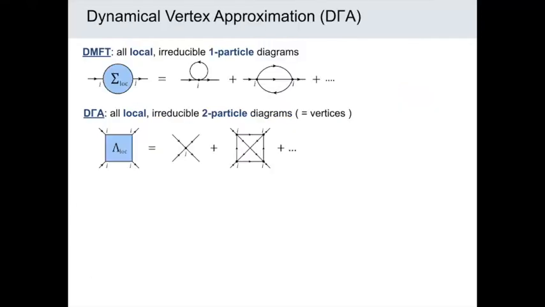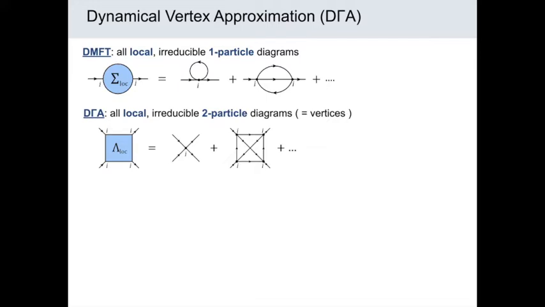So on this slide, you can see in a nutshell the main idea of the dynamical vertex approximation, DΓA. So as I mentioned before, it's a diagrammatic extension of DMFT. And DMFT, as we said, contains all local irreducible one-particle Feynman diagrams. So here you can see two examples. The index here, again, is a site index, so it's purely local. So the DMFT self-energy is a purely local one.